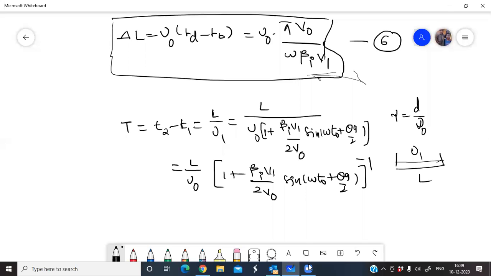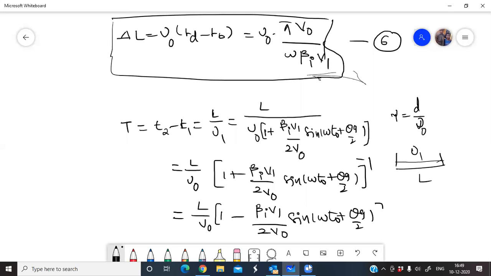Is it okay? 1 by 1 plus x, you can write as 1 plus x whole power minus 1, which is nothing but 1 minus x plus x squared and so on. I want to neglect the higher order terms. By neglecting higher order terms, you can write L by V naught into 1 minus x. That means 1 minus beta I V1 by 2 V naught into sine of omega T naught plus theta Z by 2. Up to this clear? So here I use the formula for 1 minus x whole power minus 1 and neglect the higher order terms.